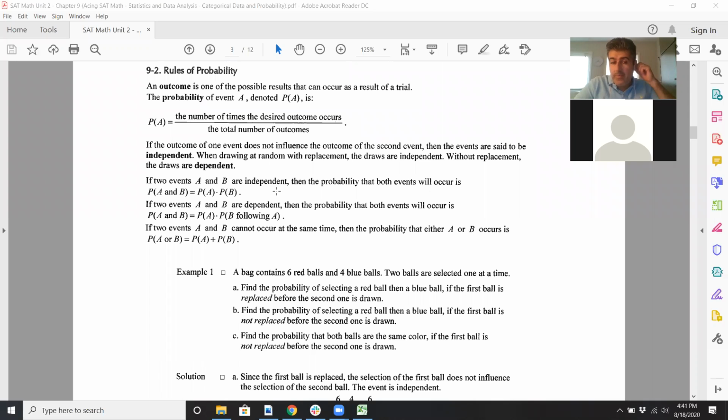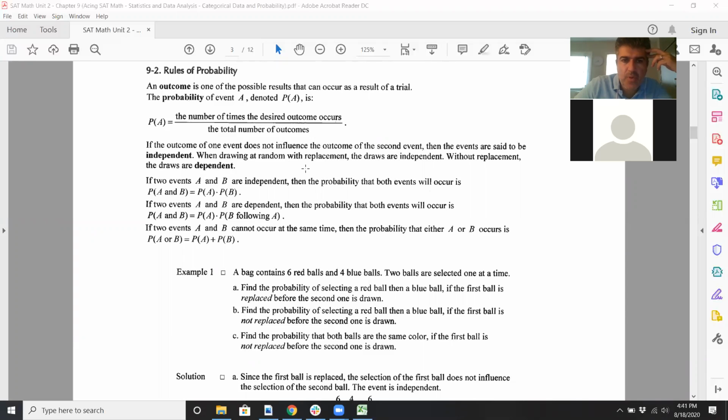Probability at its core is just the number of times you want something to happen divided by the total number of times it could happen, or the number of outcomes. A really simple example: say you have 100 marbles in a jar, and 20 of them are red. What's the probability of getting a red marble? 20 out of 100. There you go. Pretty simple stuff. So that's at its core.